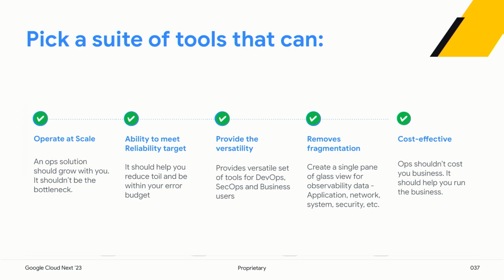Number two, ability to meet your reliability target. If you have a well-established principle, error budget, you know your SLO, then you should be able to meet your reliability targets. Number three is provide versatility. What this means is you essentially have the same signals across your organization, so you should be able to bring in users to use that, right? It's not just your DevOps team, your SecOps team, your BizOps teams, so many different users should be able to make the best out of the same underlying data set. And that would save you considerably on cost and overhead, and you'd be able to reduce your toil. Number four, remove fragmentation. We just spoke about it. Number five is cost effective.